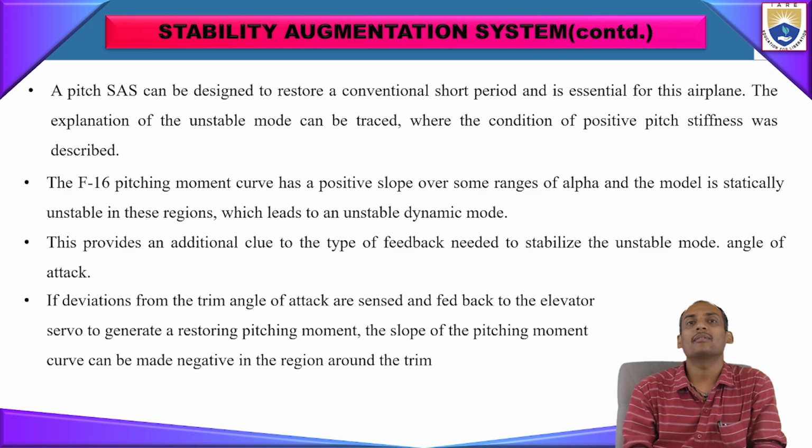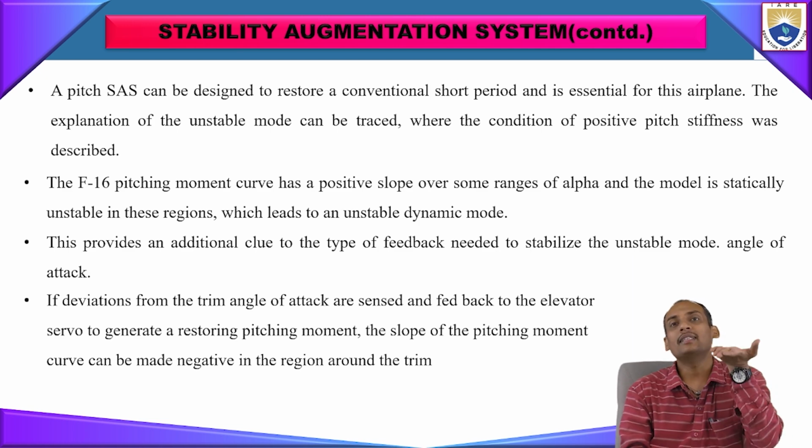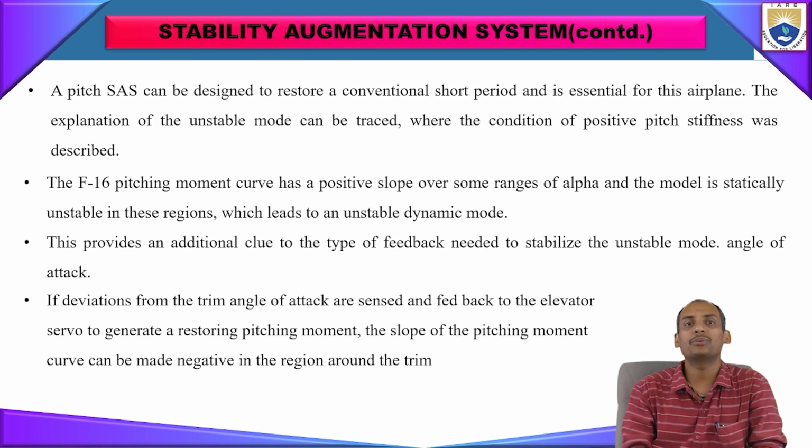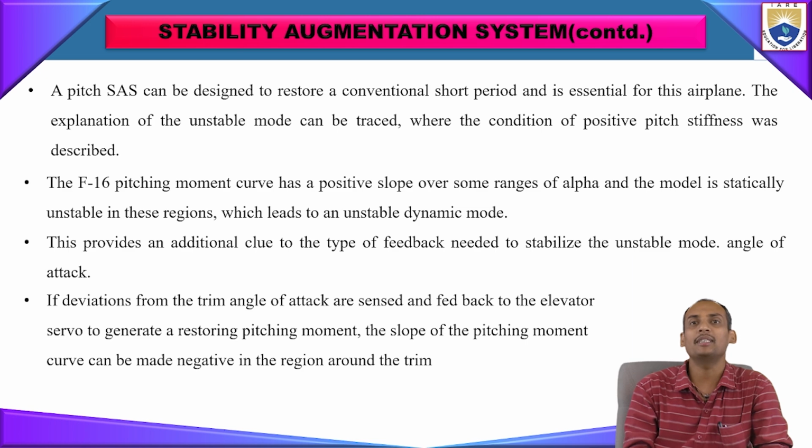Here, that feedback system is required in such a way that it has to avoid this unstable mode of angle of attack. So the deviations from the trim angle of attack are sensed, and fed back to the elevator servo to generate a restoring pitching moment. The slope of the pitching moment curve can be made negative in the region around the trim. Like if the trim angle of attack derivative, stability derivative, sends the feedback to that elevator servo to generate a restoring pitching moment.